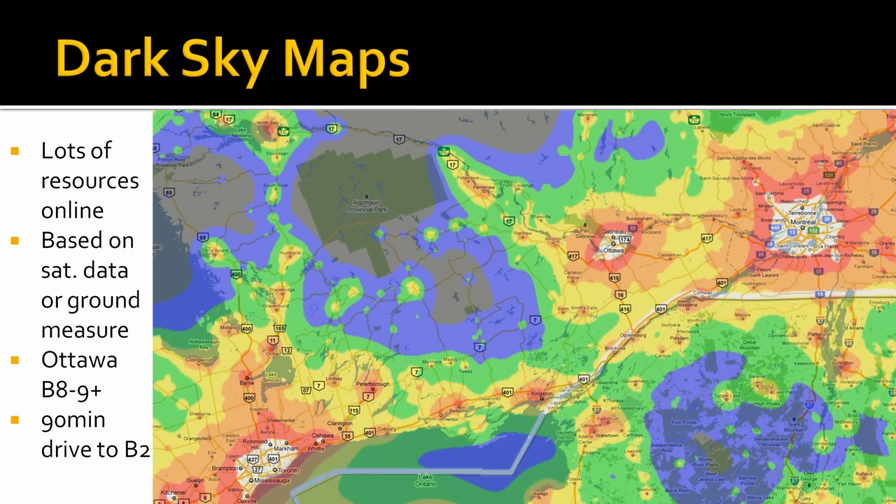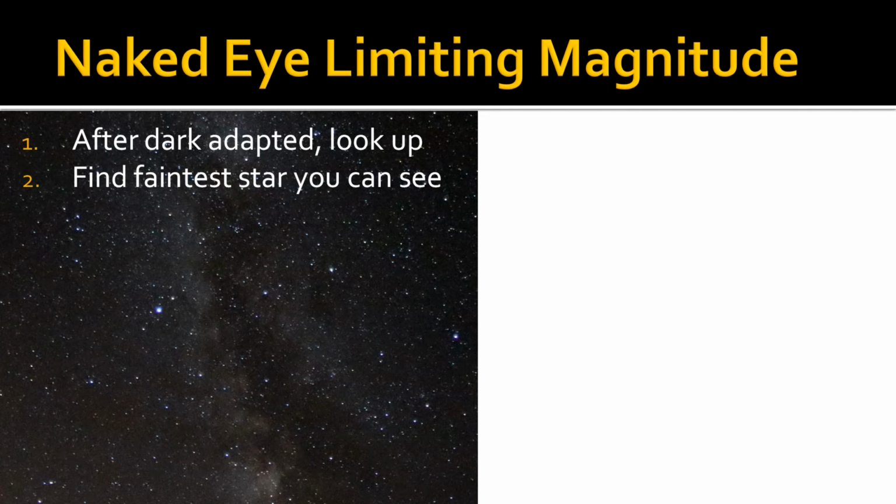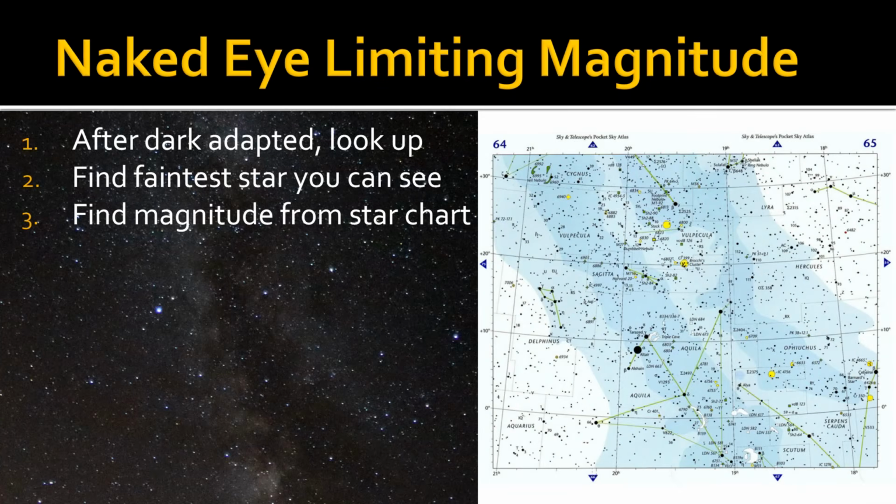A less subjective but still human observation-based method of evaluating sky darkness is something called the naked eye limiting magnitude. The method is very easy to do. You start by going outside, letting your eyes become dark adapted, and then you look up. Find the faintest star you can just barely see with direct vision. Then, locate that star in a star chart or planetarium software on your mobile device and determine its magnitude.